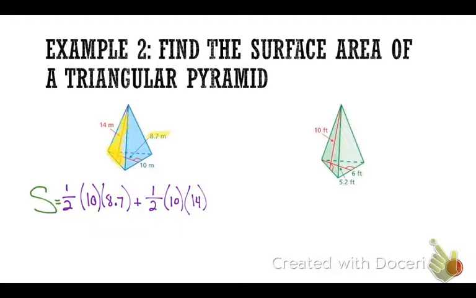Okay? Go ahead and do the math to find your surface area. All right, so I got S equals 43.5 plus 70. Did y'all get that? Yeah.